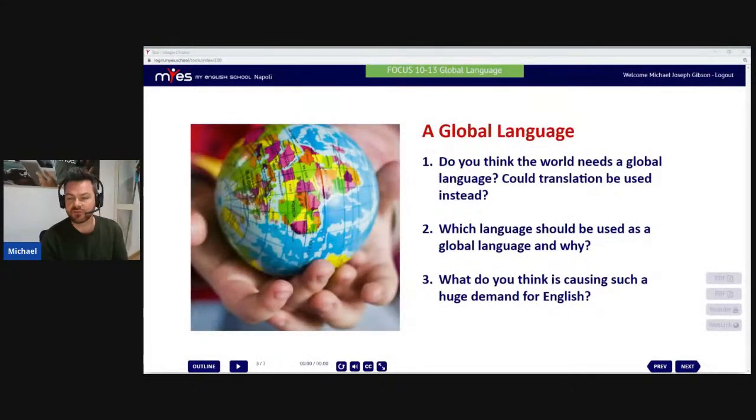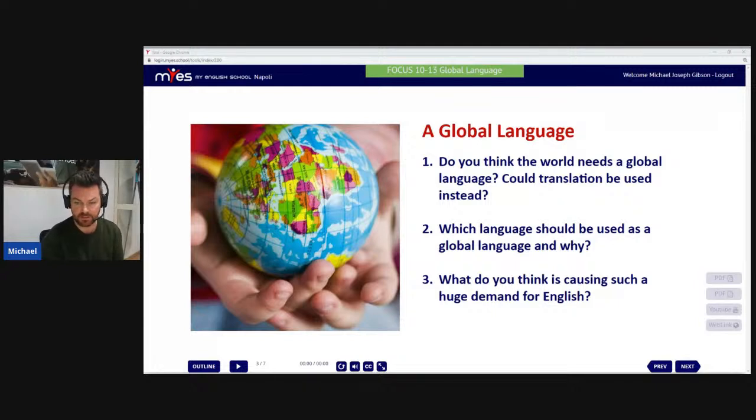So, here we have some questions. Do you think the world needs a global language? Could translation be used instead? Okay, so I guess in the world today there are thousands of languages. Some languages are more widely spoken than others. For example, a lot of people speak Chinese, a lot of people speak English, a lot of people speak Spanish, but then there are lesser languages that aren't really practiced and used very often.